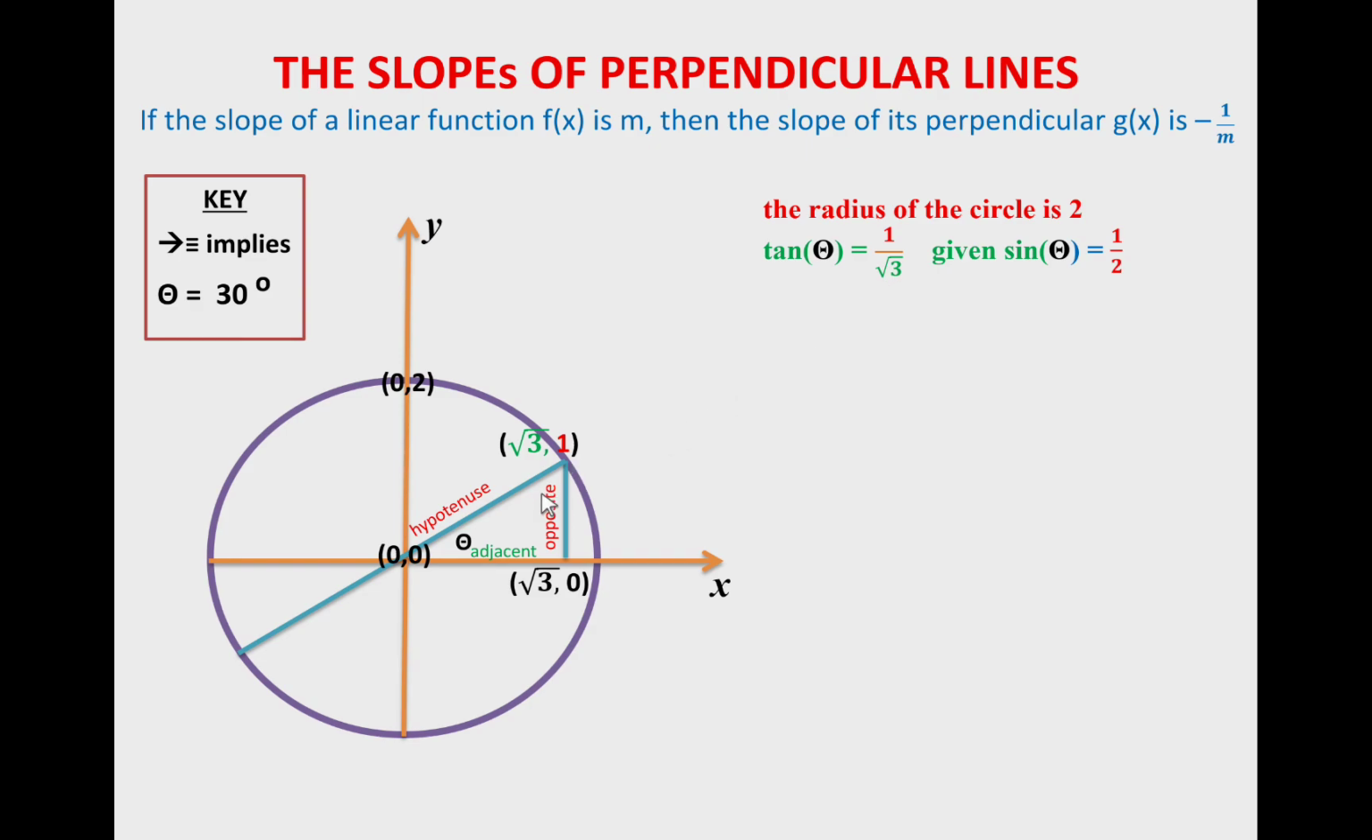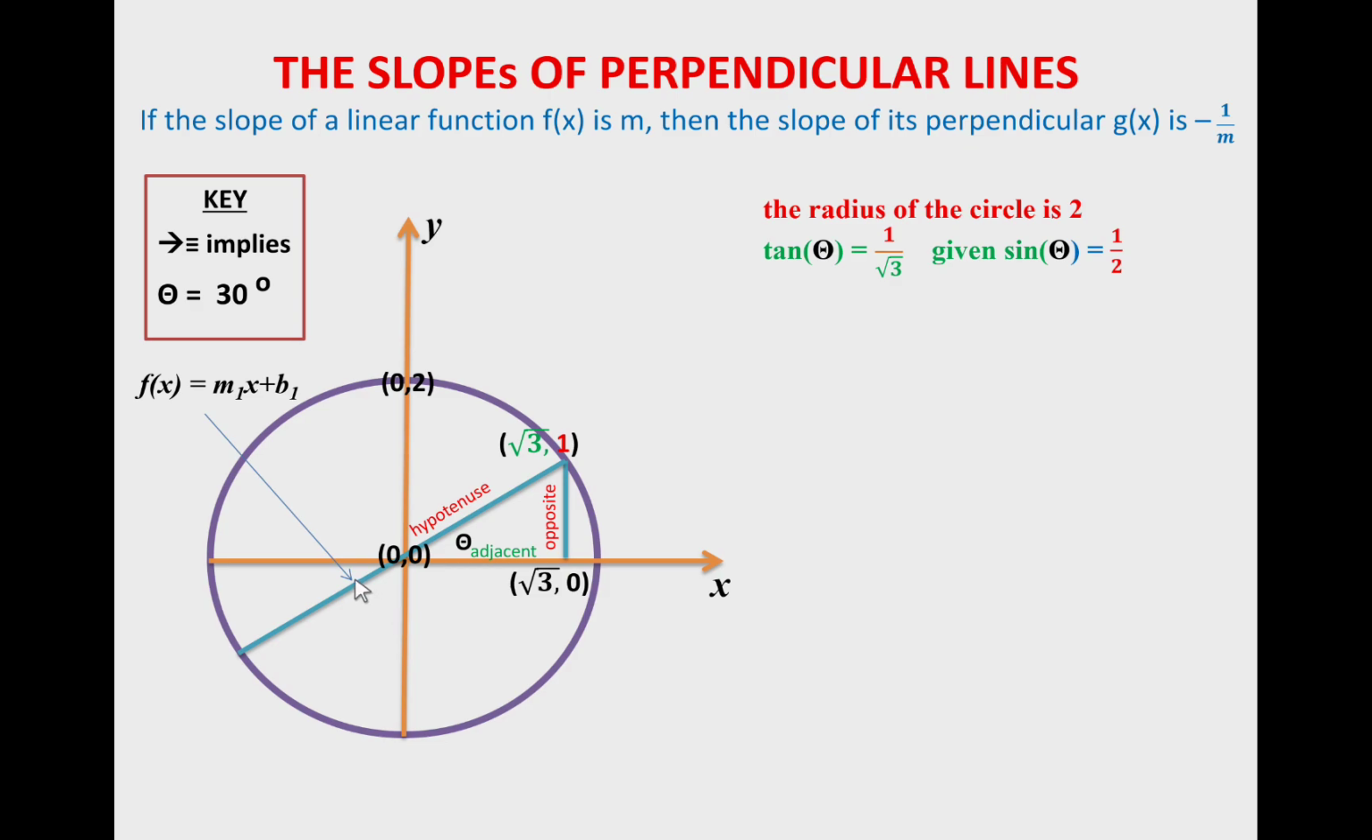Of course, the point where the opposite and the hypotenuse meet is square root of 3 comma 1, and the point where the opposite and the adjacent meet is square root of 3 comma 0.